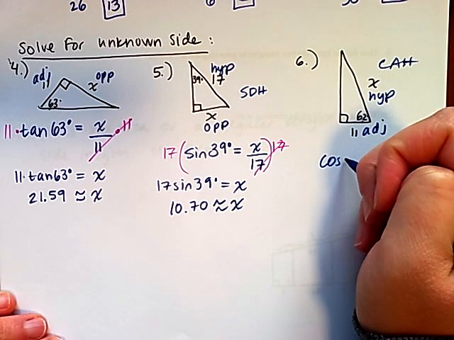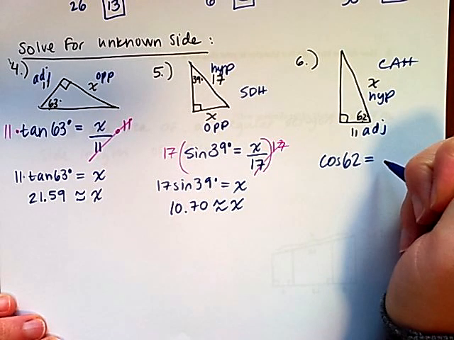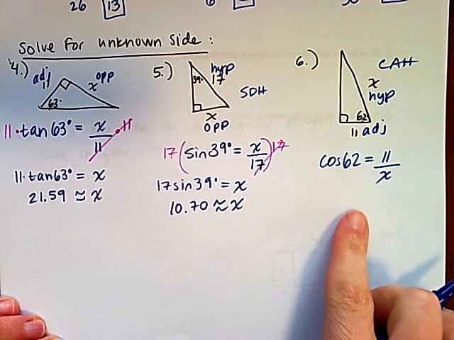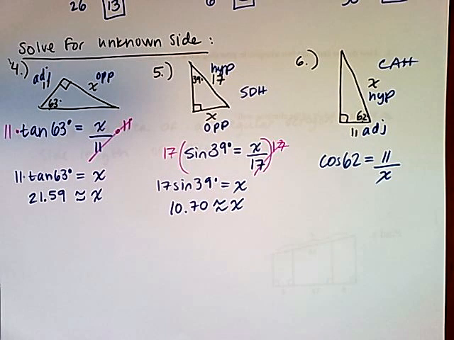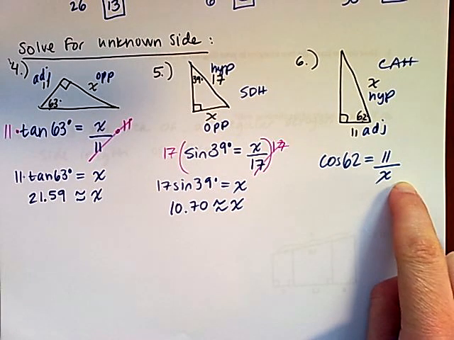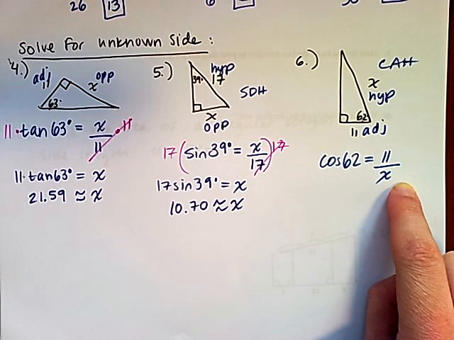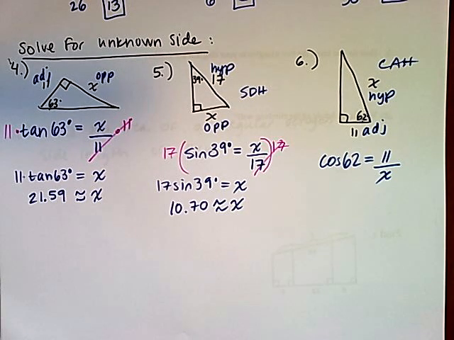And that would be, so cosine of 62 degrees is adjacent over hypotenuse. That'd be 11 over x. Now, at this point, solving is a little bit different because x is now in my denominator. So if you want, you could pause the video and see if you can figure out how to solve this algebraically, and then press play to see how I solved it.